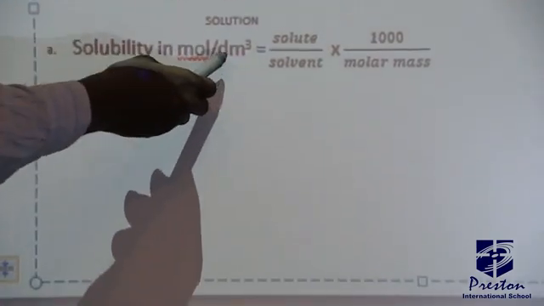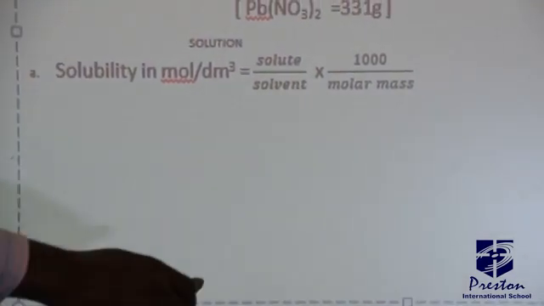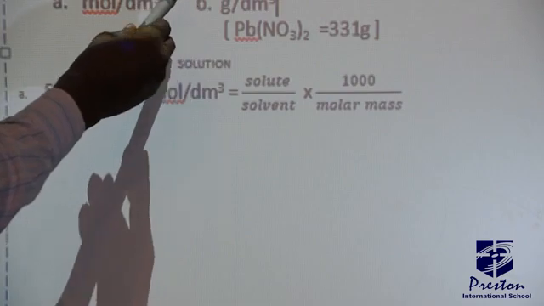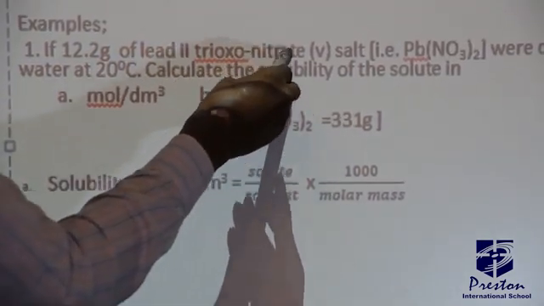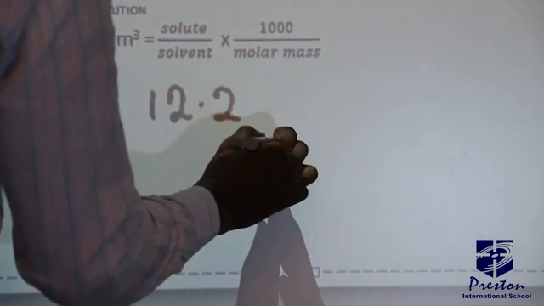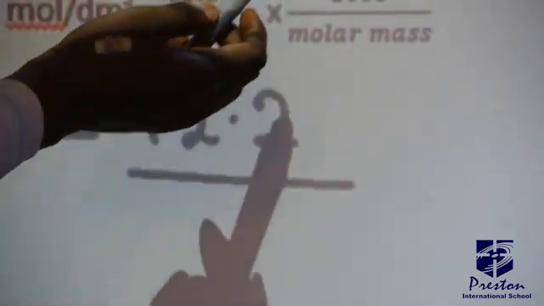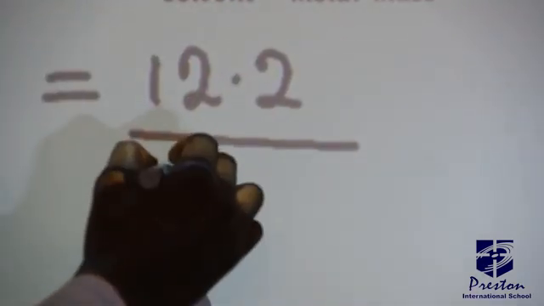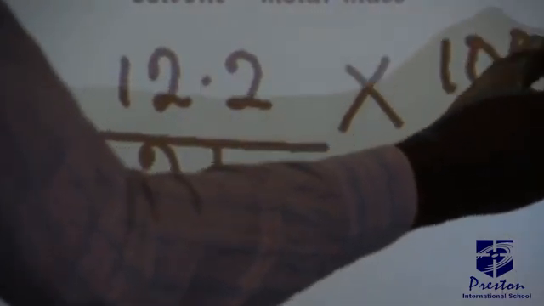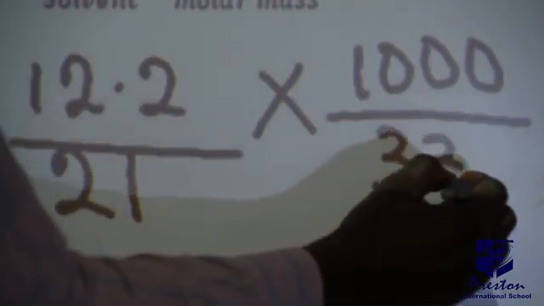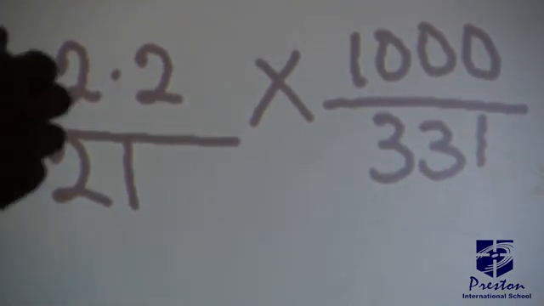The first one is solubility in moles per dm cube. Don't forget we said we are making use of the formula. This is the formula, and let's see how this works. Solute. What is our solute in the question? 12.2 grams of lead(II) nitrate, this is the solute. This will give us 12.2 divided by the solvent. It was dissolved in 21 grams of distilled water. Distilled water is our solvent, and what is the mass? That's 21 grams. Then multiply by 1000 divided by the molar mass given to you in the question, 331. But don't forget I told you, if you are not given, you need to find out by yourself. Okay?